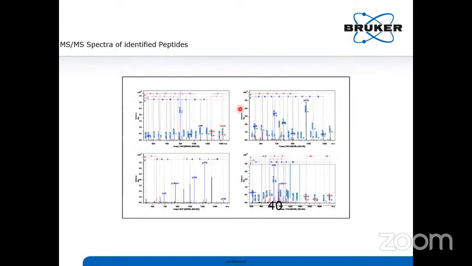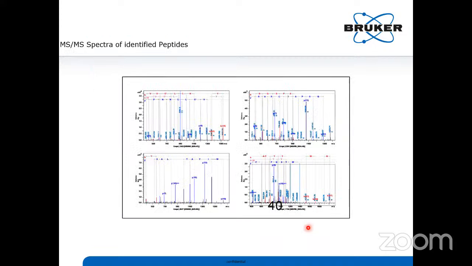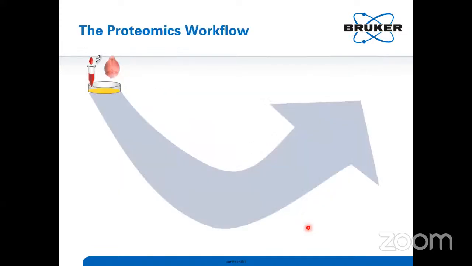These are the different spectra of that particular protein sequence here. You can observe clearly b ions, y ions, labeled here. Here our protein characterization is done. Now I will show other applications here.